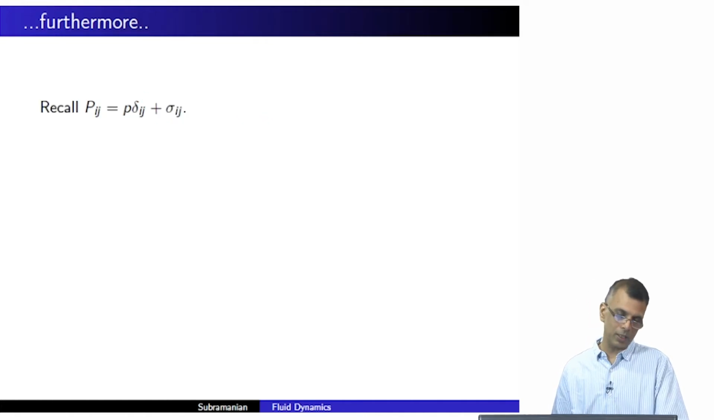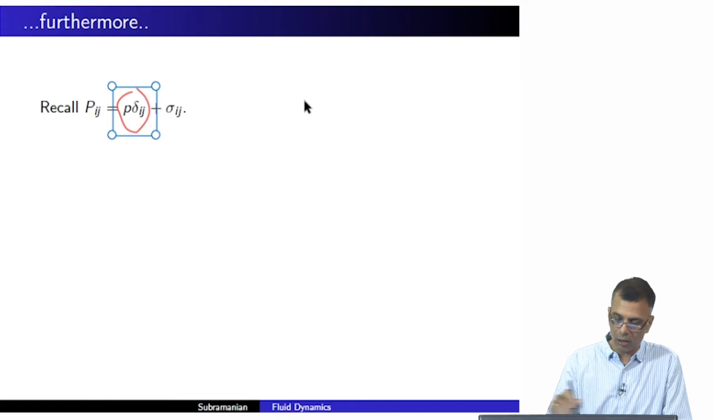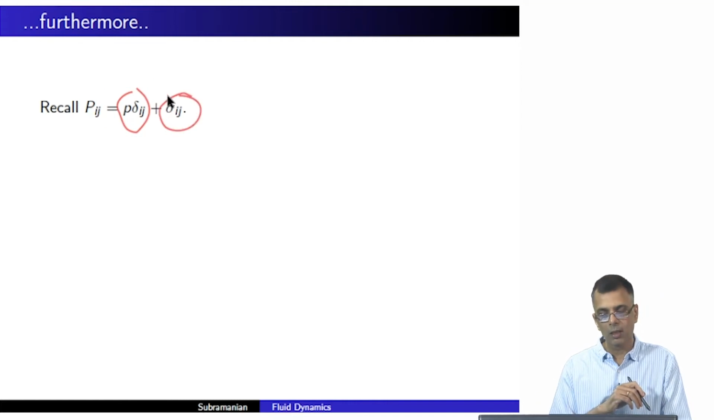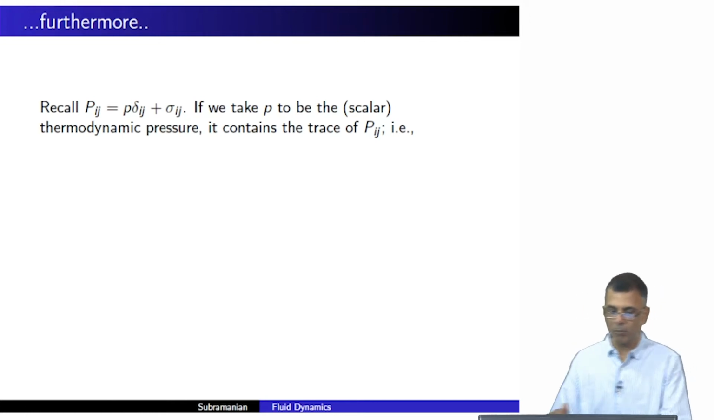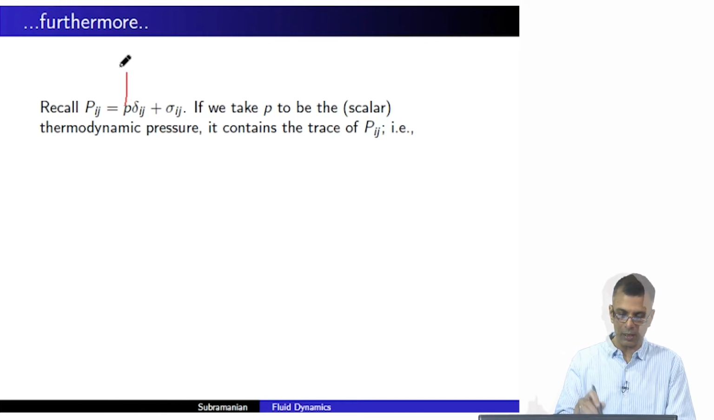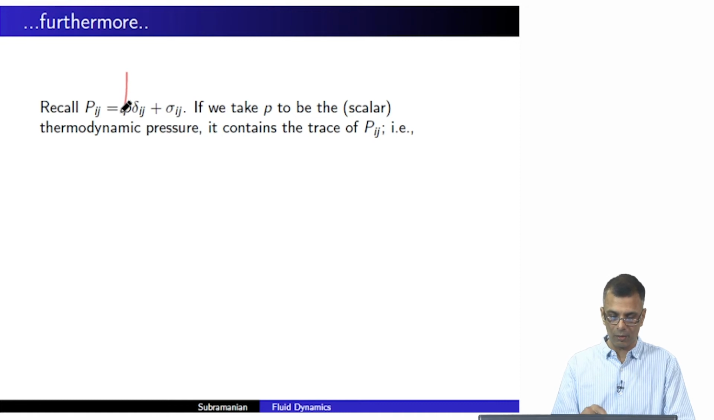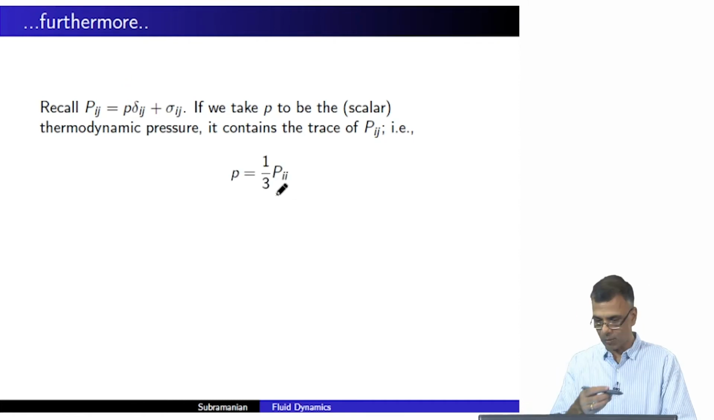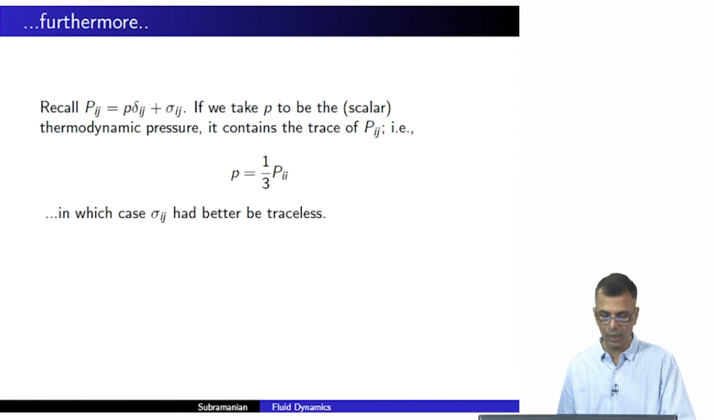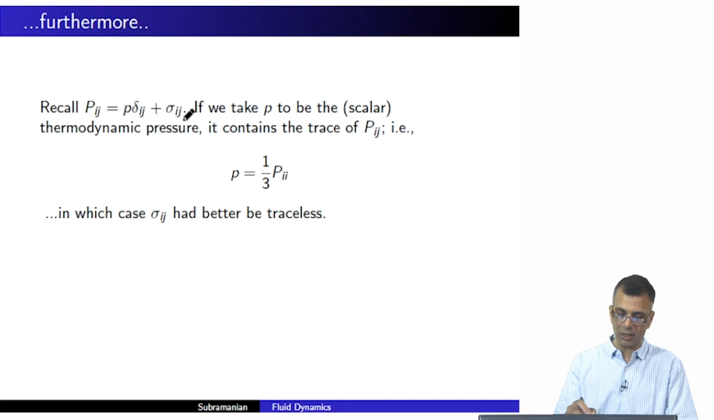And recall that this was my basic definition of capital Pij. I had the diagonal terms here and the off diagonal terms here. So, if we take this small p to be the scalar thermodynamic pressure, it contains a trace of Pij. In other words, I add up the diagonal terms of Pij and that should add up to small p, the thermodynamic pressure. So, small p is 1/3 of Pii, the sum of all the diagonal elements. And in which case, if this contains a trace, this had better be traceless.